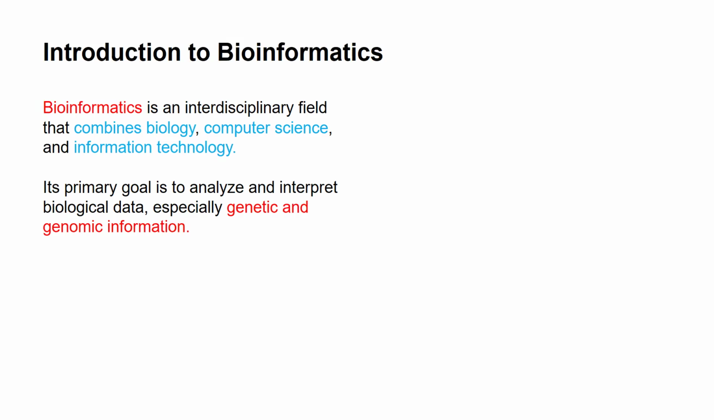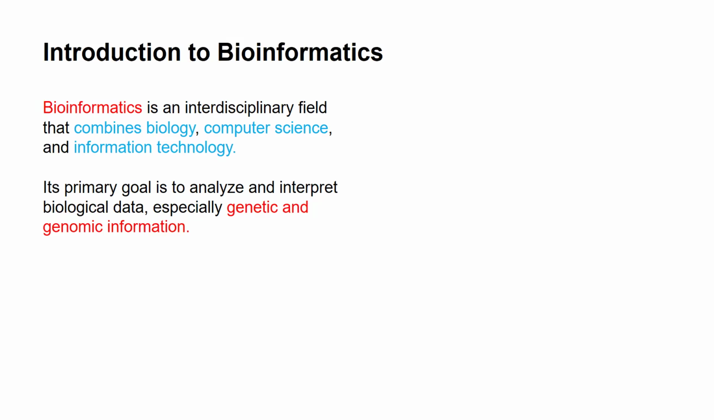So one of the very important things of bioinformatics is that it is trying to analyze and interpret biological data, especially genetics and genomic information. So in any research, it is the best way to start using bioinformatics. That is to start from the computer, to start in silico, to give you a prediction of what you are going to find out in the lab. So bioinformatics is very important in analyzing biological data, especially genetics and genomic information.